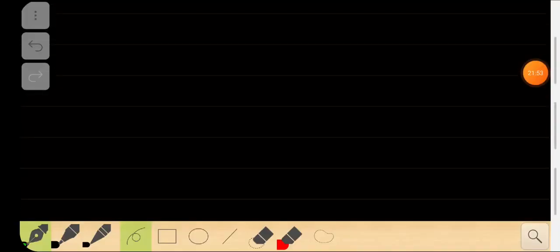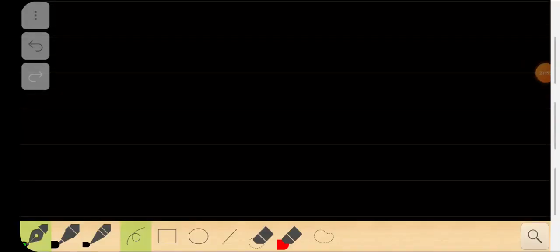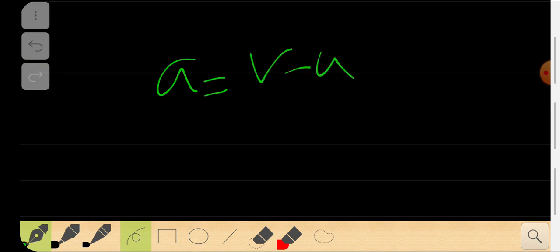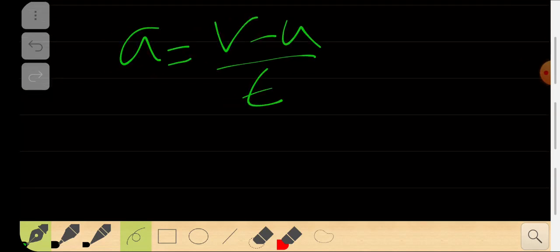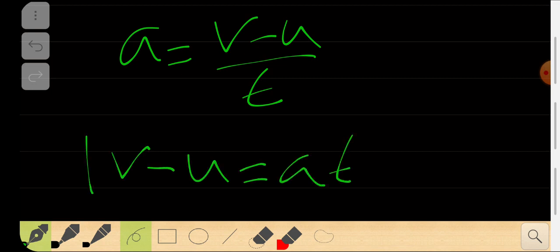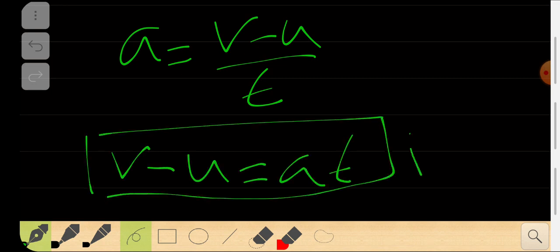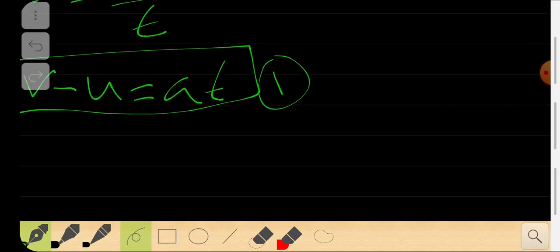Now if you look at the equation of velocity, which we have written down earlier, the acceleration is equal to v minus u by t. Okay, that's the equation of acceleration, where v is the final velocity and u is the initial velocity, and t is the actual time taken for that particle to accelerate. So if that's the equation, then we can write down that v minus u must be equal to at. This is our first equation of motion, right?